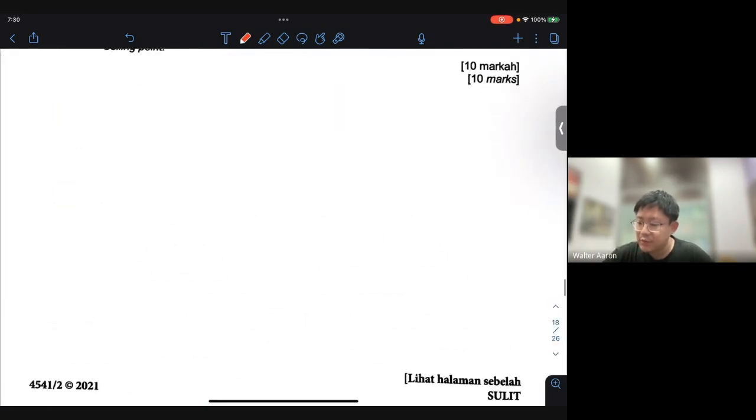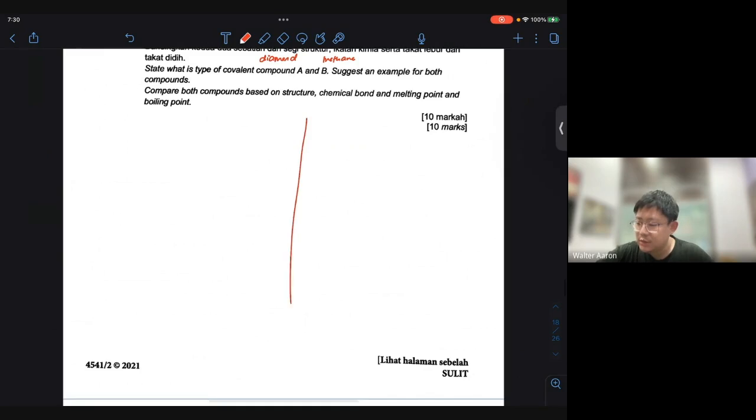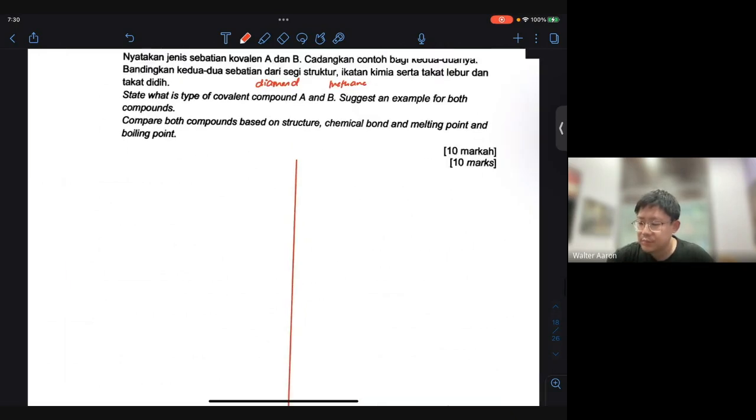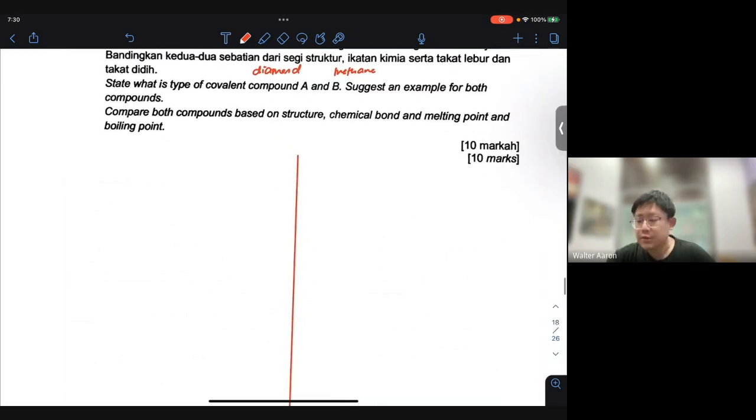I'm just going to divide it into half so that it's easier for you all to see the comparison between the answers. All right. So this is for A and this is for B. So I already gave suggestions for the names already. Yeah?